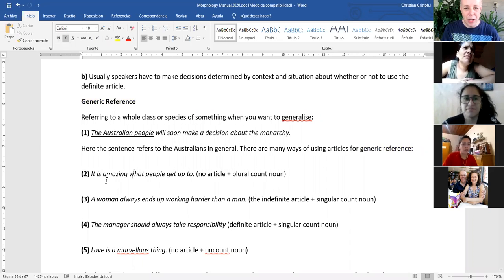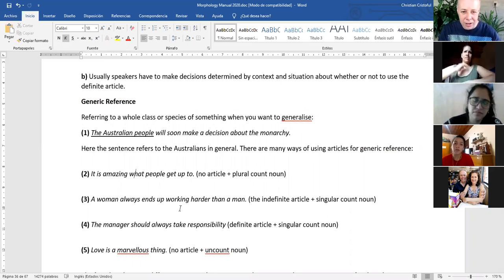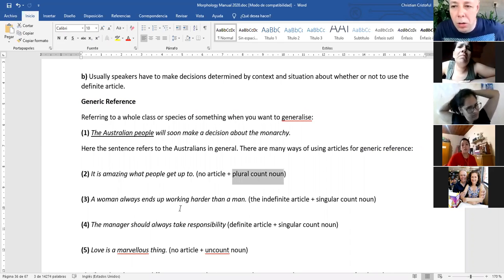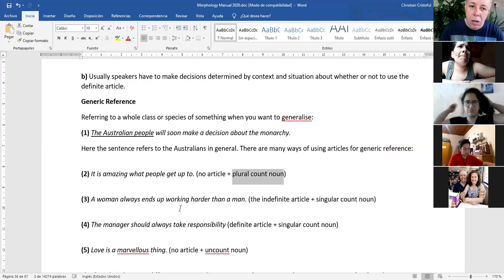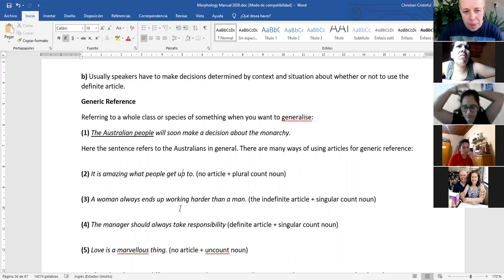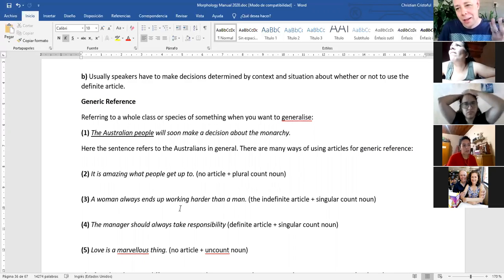It is amazing what people get up to. Referring to a whole class of species or something when you want to generalize. No article plus plural count noun. I understand the meaning, but how do you count plural nouns? Like by grouping them or how? Like one group of people, because you can't count people by saying people, you don't know how many people are in. Is the terminology, Mariano.